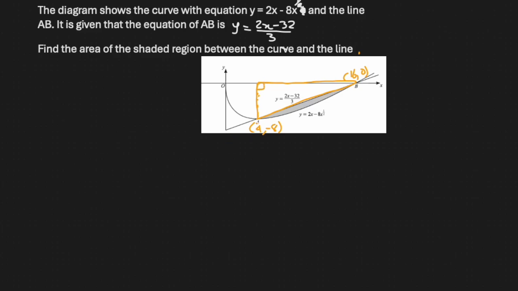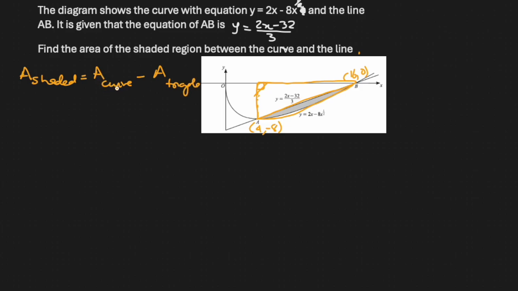So my plan is that I will find the area above this curve by integration and subtract the area of this triangle from that. So let me find the area of the triangle first. I will write: area of the shaded part will be area above curve minus area of triangle.